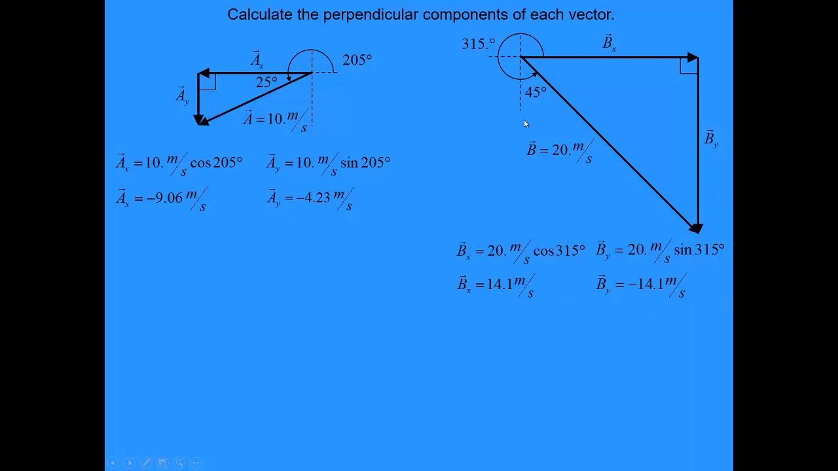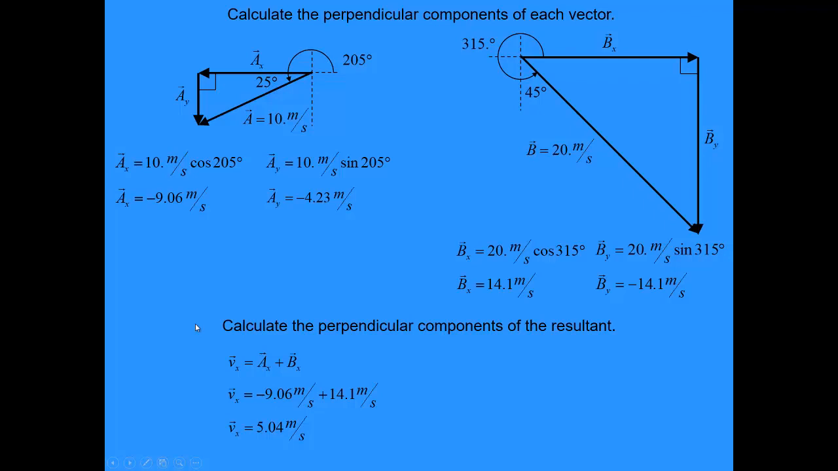It's not geometry, it's vector algebra. Now that we've broken each vector into components, and by the way, you can do this for 2 vectors just as easily as you can do it for 20 vectors, it just takes longer. We then combine the x's and the y's to find the perpendicular components of our resultant. I remember I called the resultant v for velocity. So the x component of our resultant is the vector sum of the x components of our 2 vectors. That's a negative 9.06 meters per second and a positive 14.1 meters per second for a grand total of 5.04 meters per second. Note, positive.